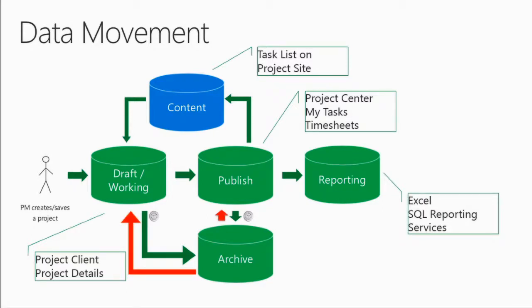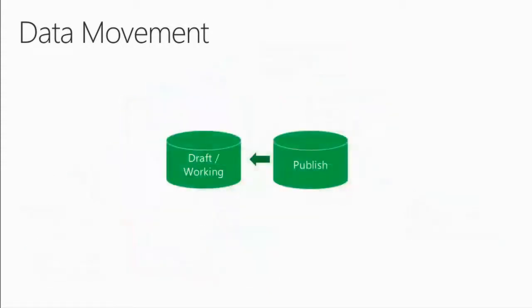And then lastly, when we think about data movement in the system, we have data movement that goes from the publish to the draft. This is not a scenario that we talk about a lot, but it is a reality. It's the scenario where a team member reports their status and hits submit, and when the project manager approves, that's the only time we push data from the publish store and apply it back to the draft database.